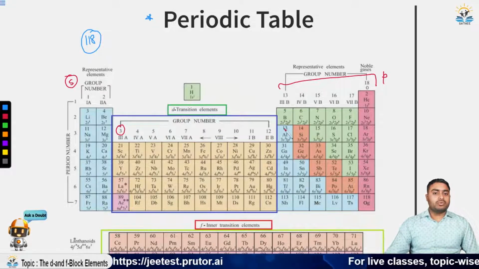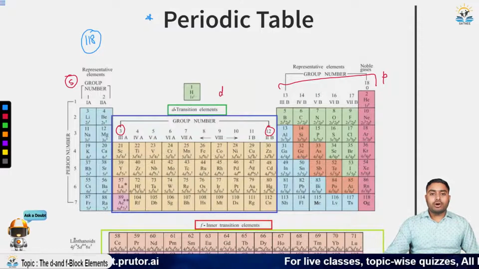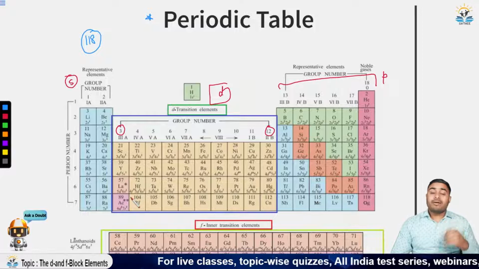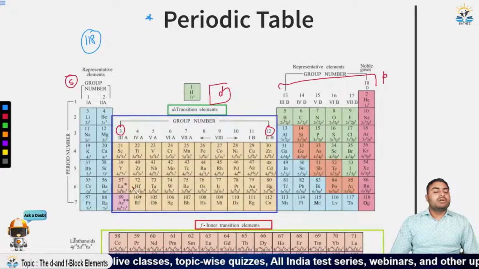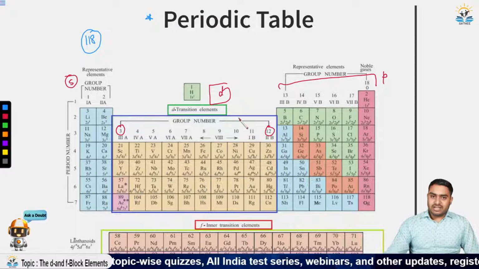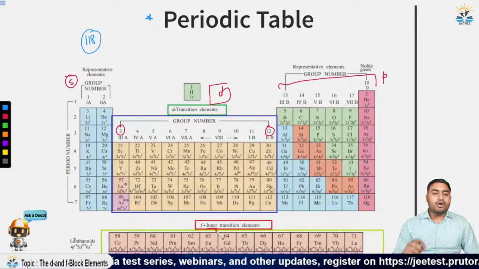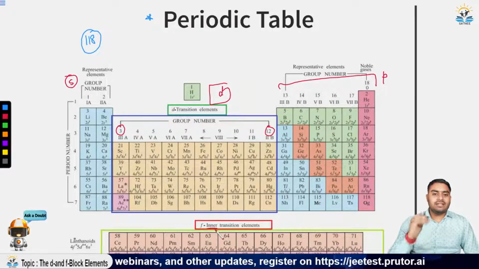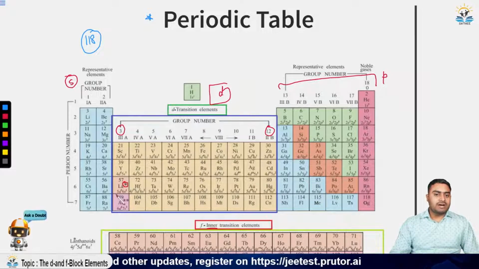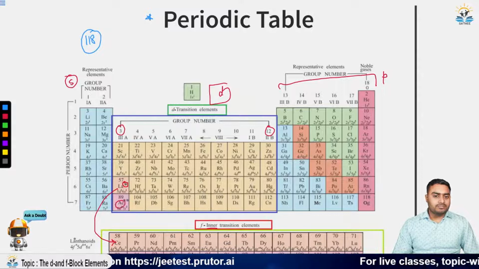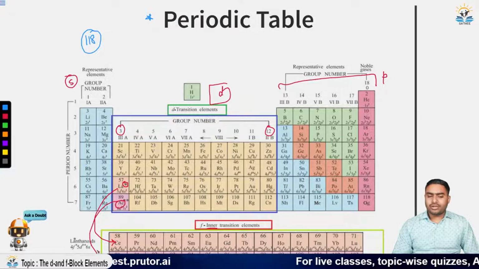Group 3 to group 12 is named as D block, and inside the D block the F block is present. That's why D block is named as transition elements, but F block is named as inner transition elements because the F block elements are present inside the D block. You can see a single star after lanthanum. This is the lanthanoid series, and after actinium, this is the actinoid series.